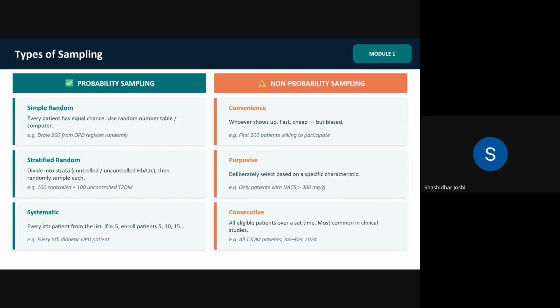You can choose whatever methodology is suitable to you, but when you are planning to do a clinical trial, it should be really, really scientific. That's the reason I said stratified random sampling is more appropriate in a clinical trial.